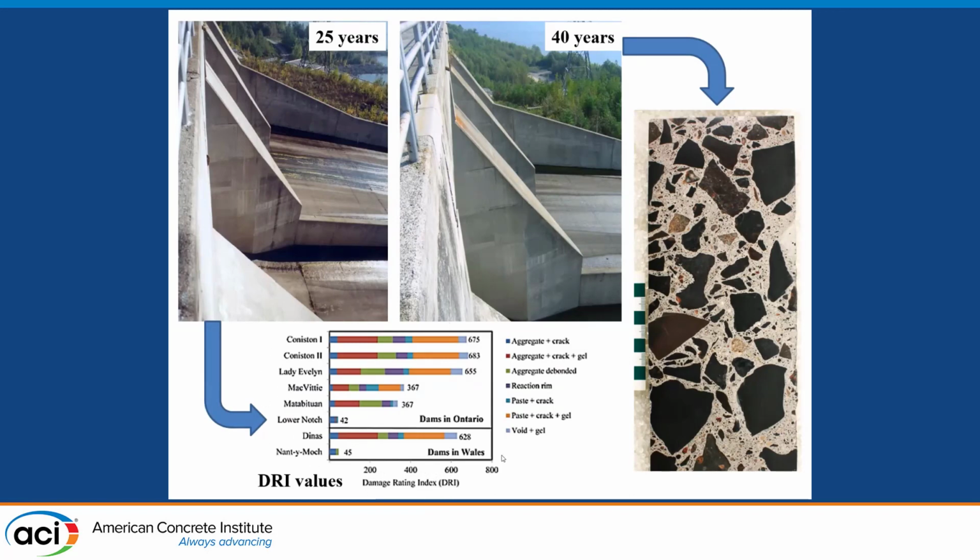And this graph shows a damage rating index, which is an indication of the damage in the concrete. The higher values represent a high damage condition in the concrete, lots of cracking in the aggregate particles and the cement paste. And as you can see here, after 25 years in service, the Lower Notch concrete has a very, very low damage rating index. After 40 years, similar values of damage rating index, no cracking in the aggregate particles or the cement paste. So this information is extremely useful to practitioners and researchers who work in trying to establish recommendations for ASR prevention.